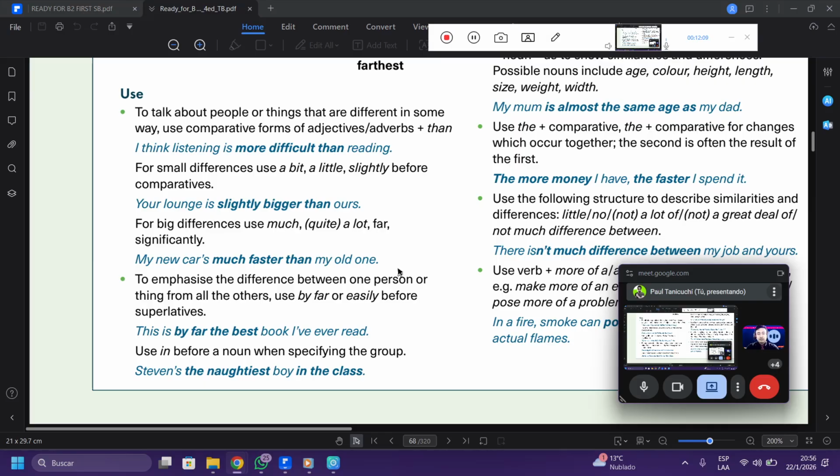So please keep going so you can practice. Ariela, please, go. You can use by far or easily, which is the same. For example, in this case, you can say this is easily the best book I have ever read, or by far the best book that I have ever read. Today is by far the rainiest day in the month. Yes, perfect.